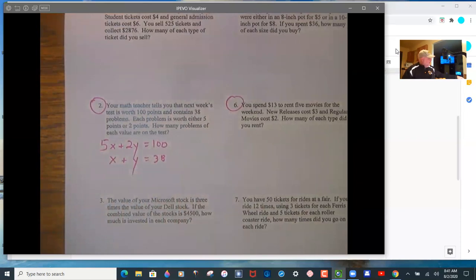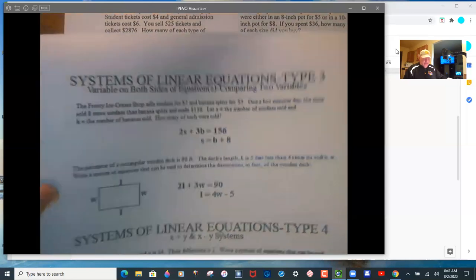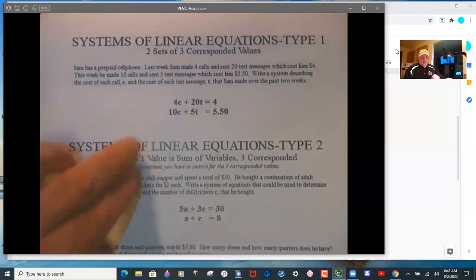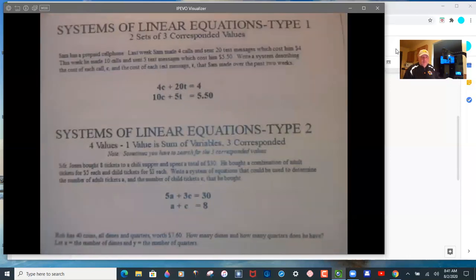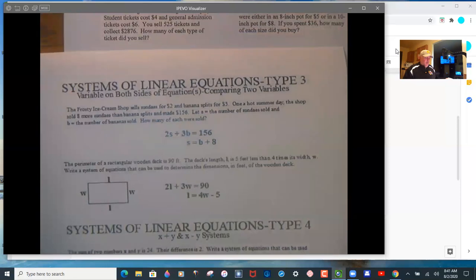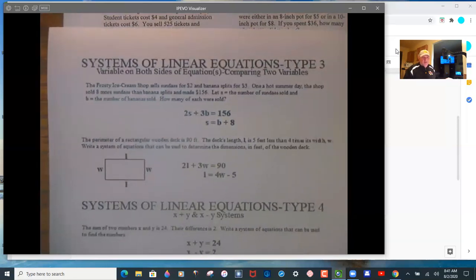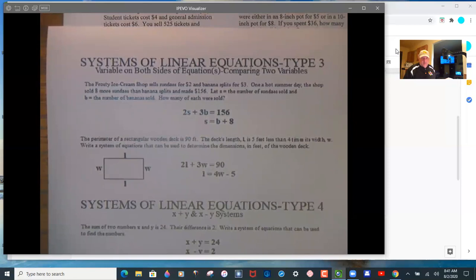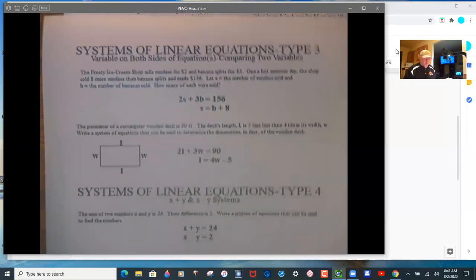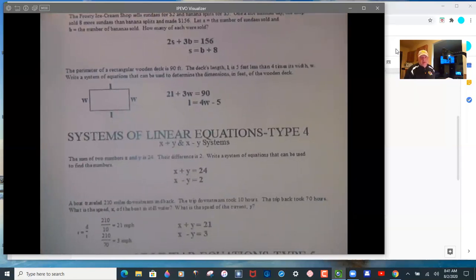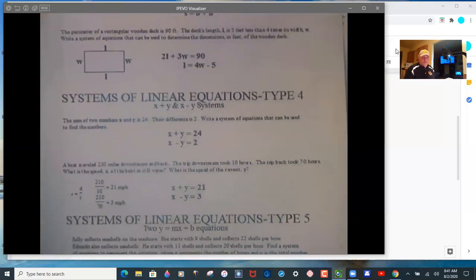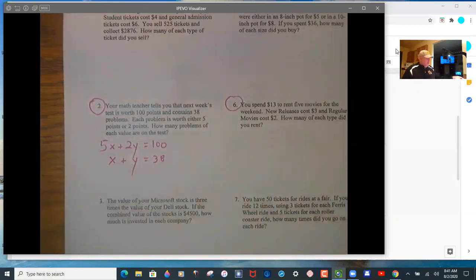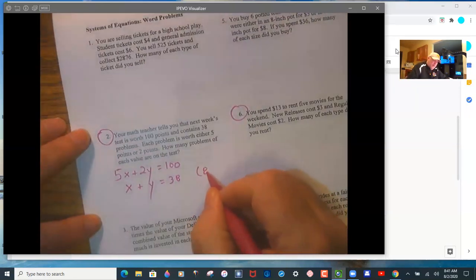So when you see 4 values, that's a type 2. When you see 6 values, that's a type 1. Oops. Type 2 and a type 1. So 4 values versus 6 values. And then your type 3 is a comparison back and forth between variables, and you have 3 values representing 1. And then you have the x plus y, x minus y type of systems. There's type 5, but I rarely see them. So the solution here is 830.